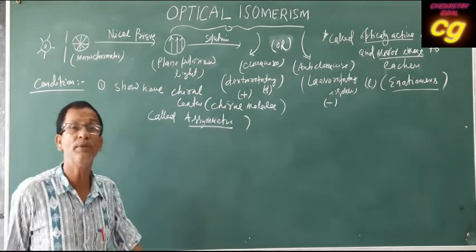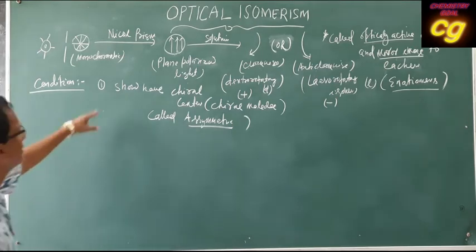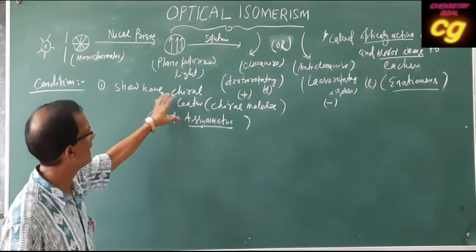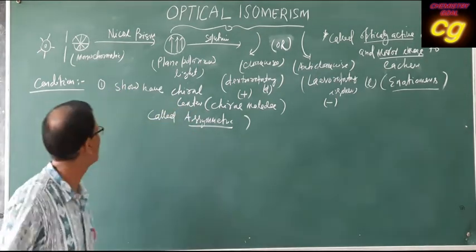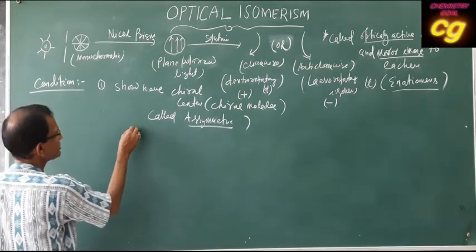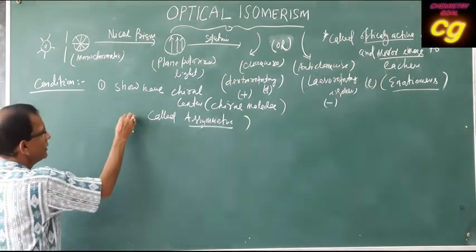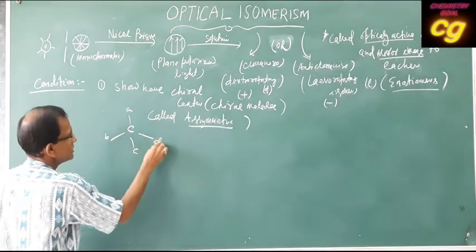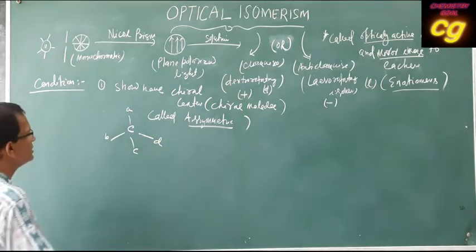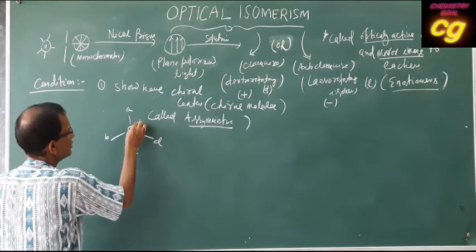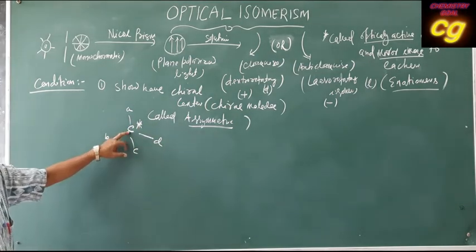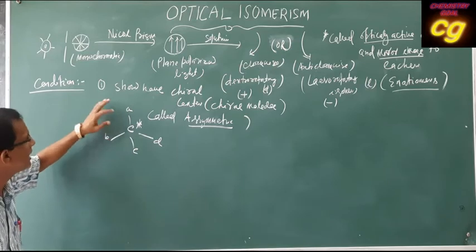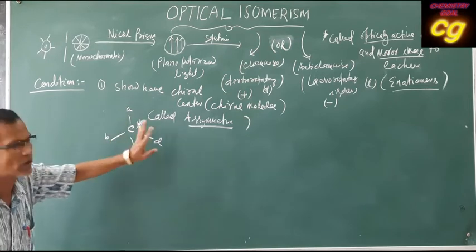Asymmetric means no symmetry is there. We will discuss that later. So it should have a chiral center. What do you mean by chiral center? Chiral center means suppose this is a carbon atom. If it is attached like this, suppose A, this is B, this is C, this is D, all are different, it is called a chiral center. This molecule has a carbon that is a chiral center, connected to 4 different groups.